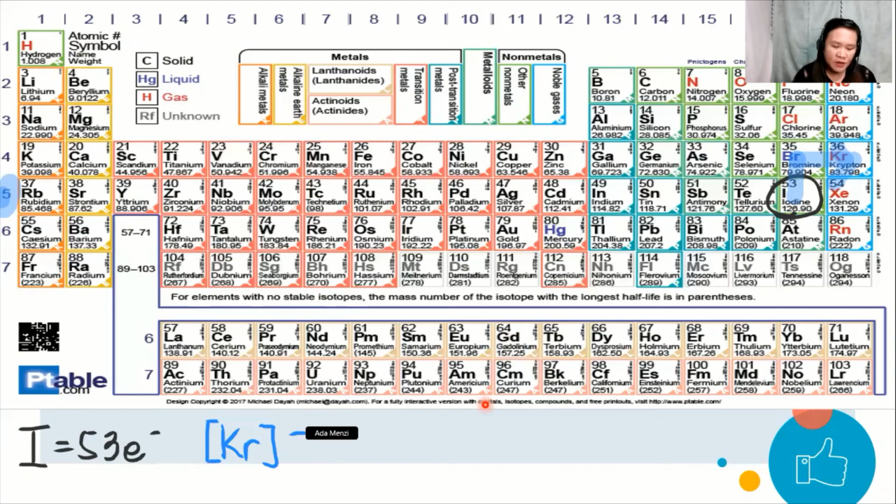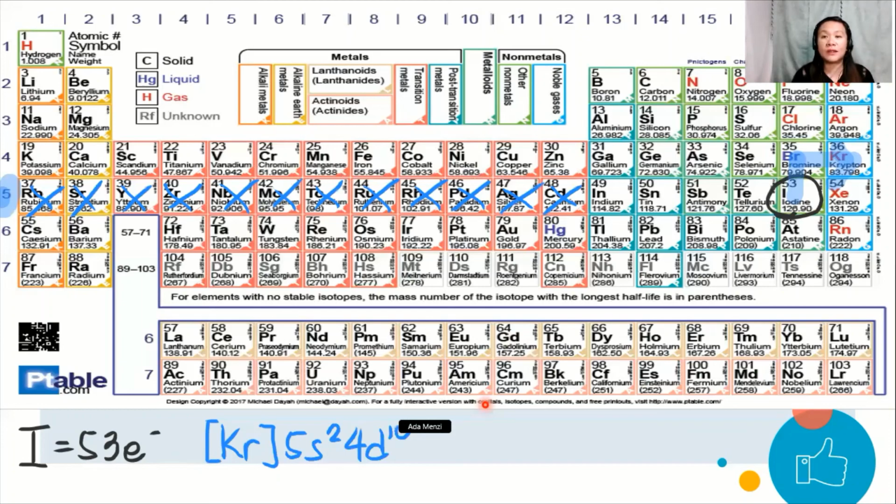And then we write now the different electrons in each of the orbitals. So for S, it has 5s. And then how many electrons? It's 1 and 2. So that will be 5s2. Next we go to D. Again, for D, we have n minus 1, so it will be 5 minus 1, and we write 4d. Then we count the electrons: 1, 2, 3, 4, 5, 6, 7, 8, 9, and 10. So it has 10 electrons for D.